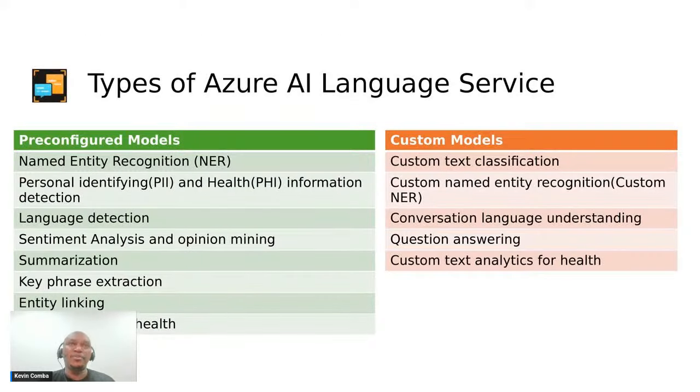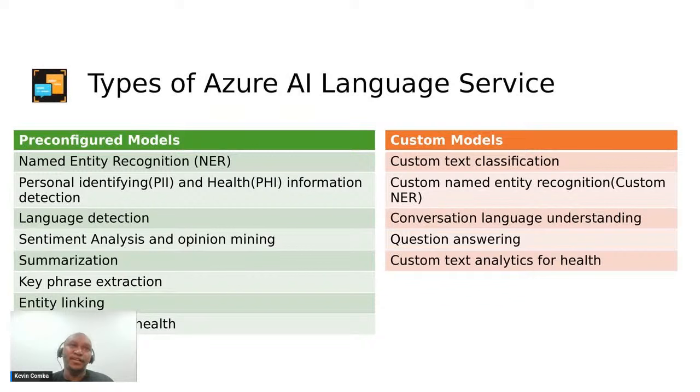So when we talk about types of Azure AI language services, which is the first service we are going to discuss, we have two categories. We have the pre-configured models and the custom models. Pre-configured means that Microsoft has gone ahead to train these models with millions and trillions of data. So they are just there, ready for you to use.